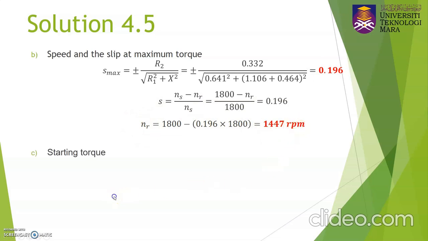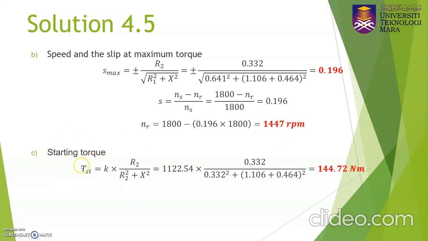How about the starting torque? For the starting torque, the formula is given by K multiplied by R2 divided by R2 squared plus X squared. You just key in all the values accordingly, and you get the starting torque equal to 144.72 Newton meter.